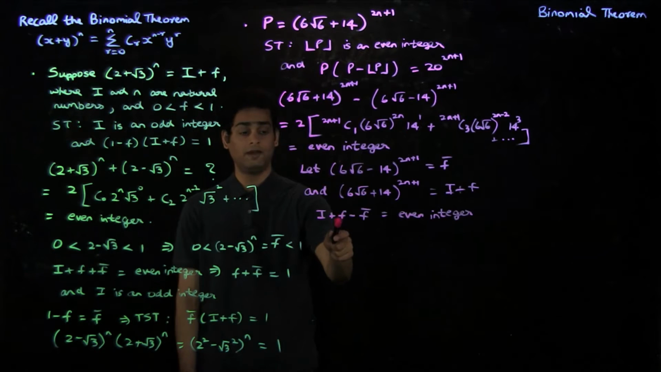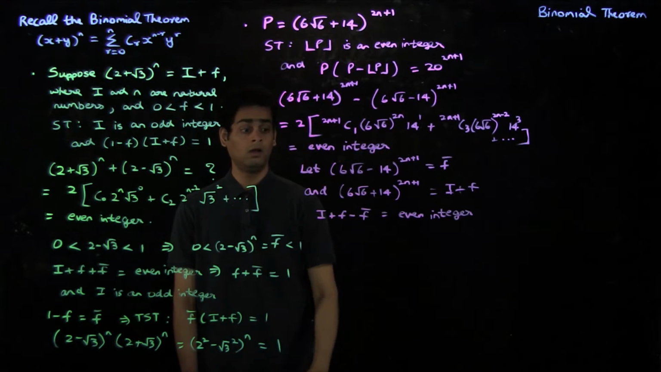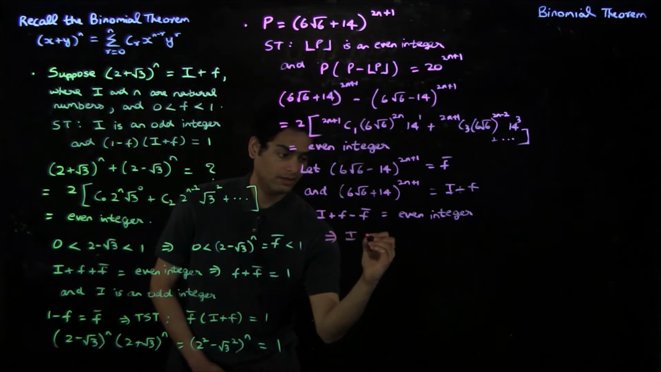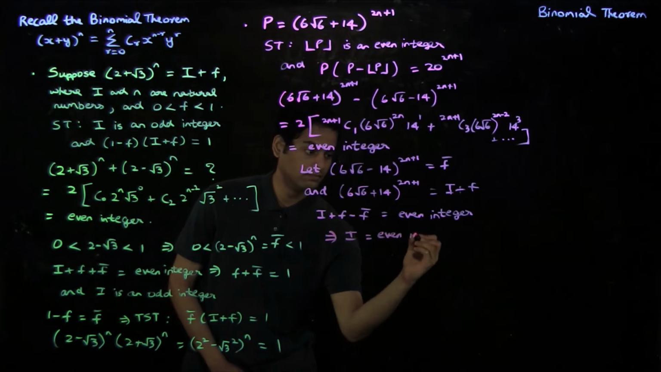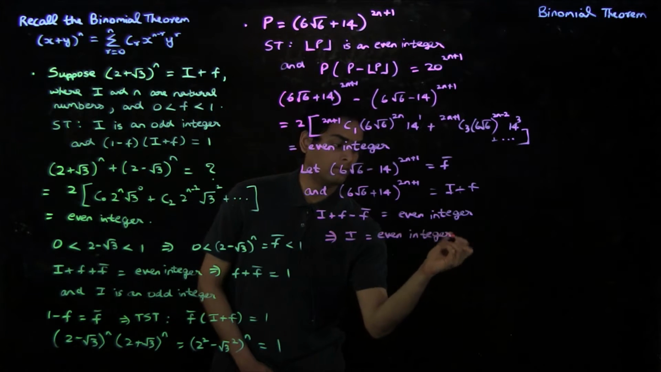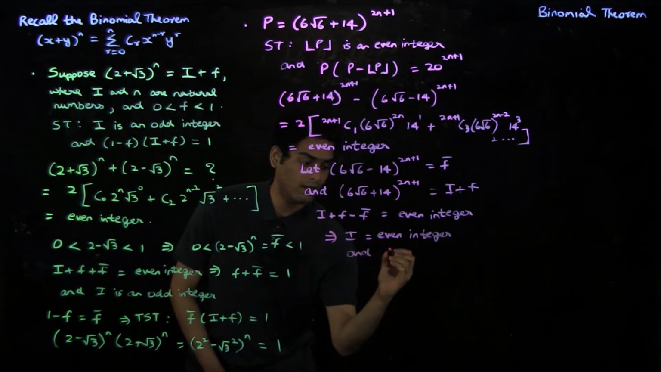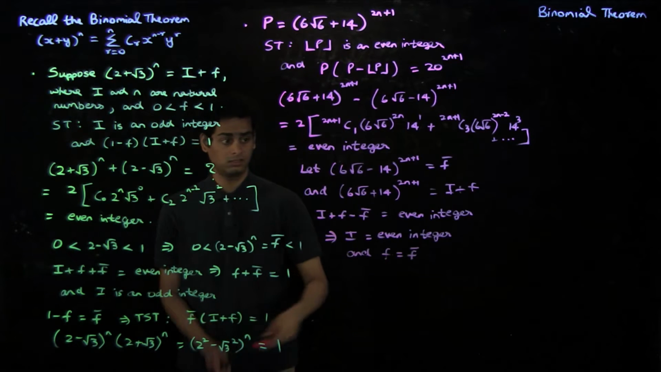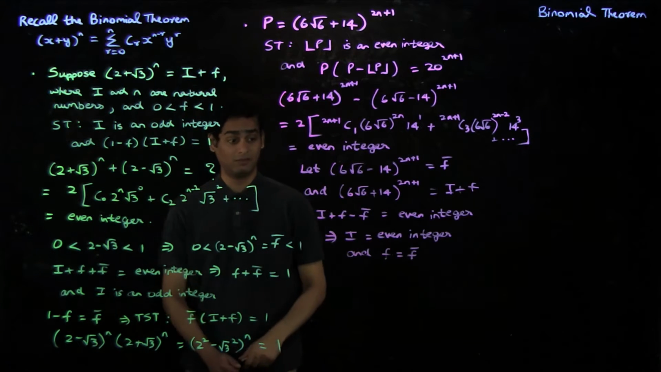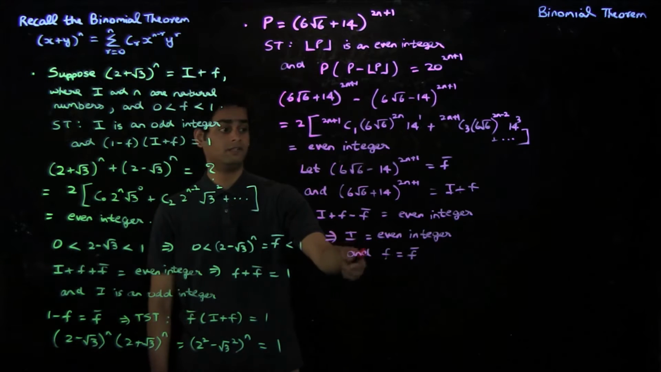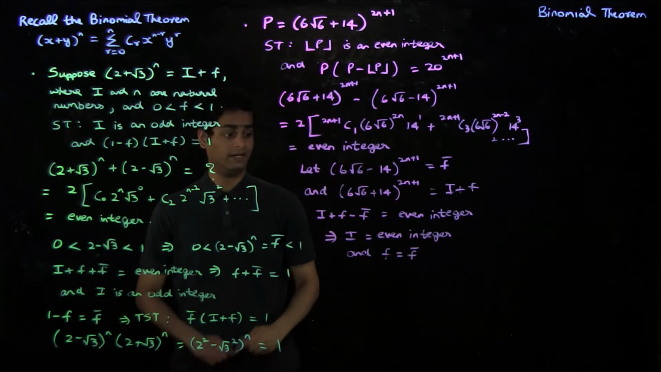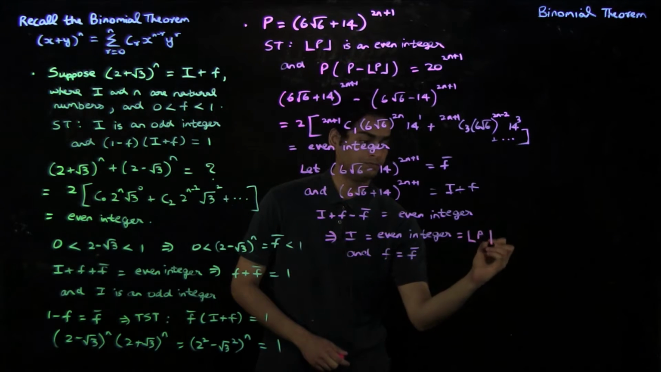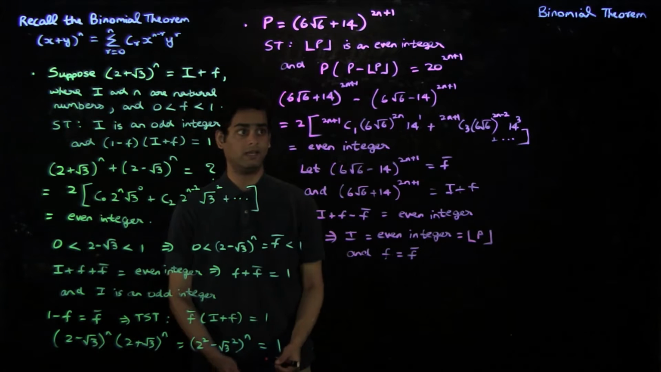So since f and f bar are both between 0 and 1, this can only be true if I is an even integer and f equals f bar. So this is the only case in which this constraint can be satisfied, and so we've shown that I, which is nothing but the floor of p, is an even integer. And we've also shown that f equals f bar.